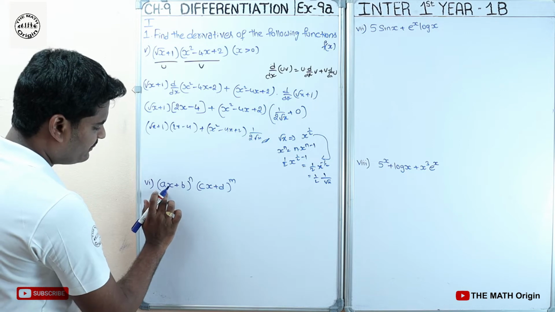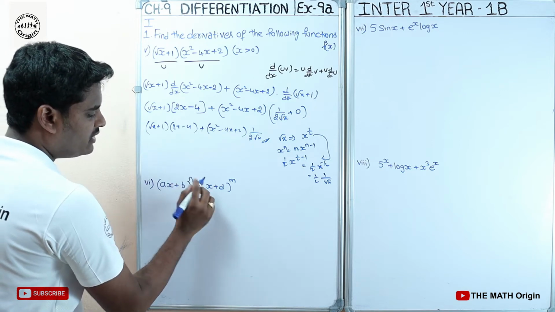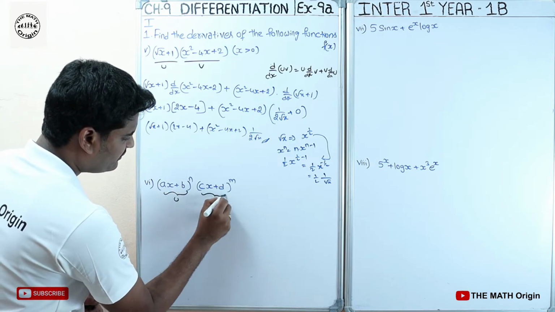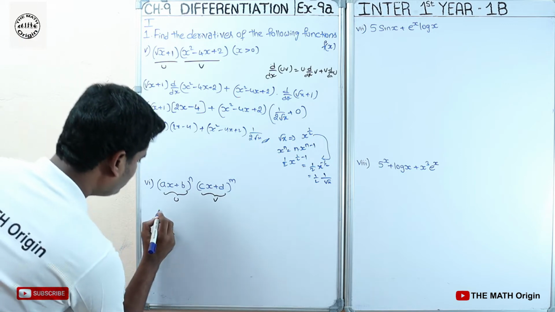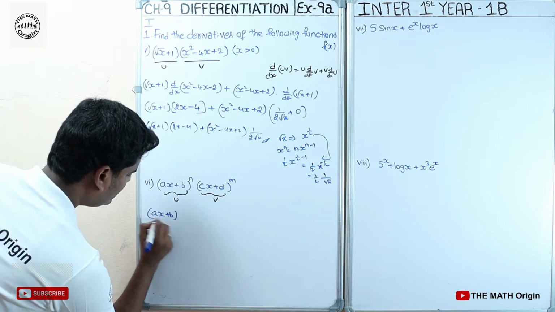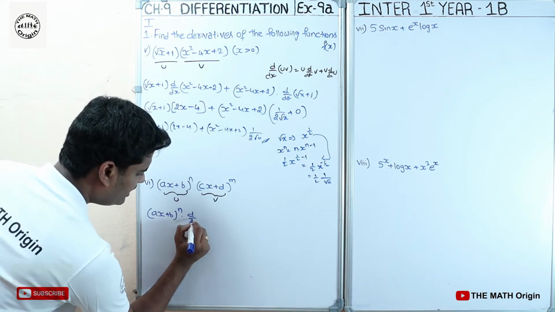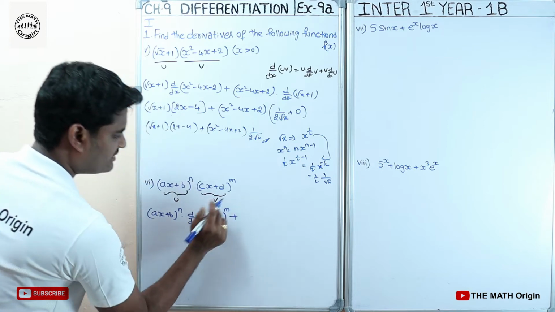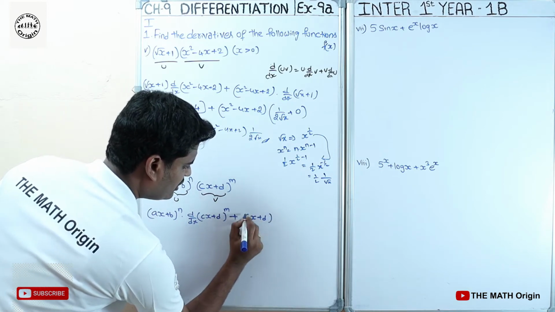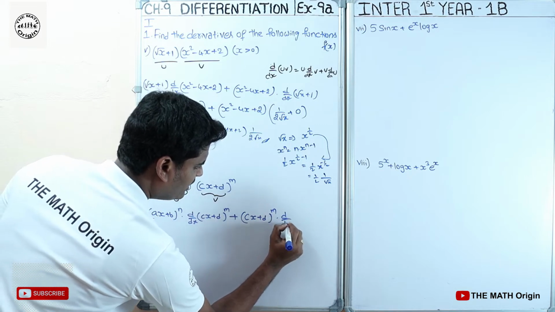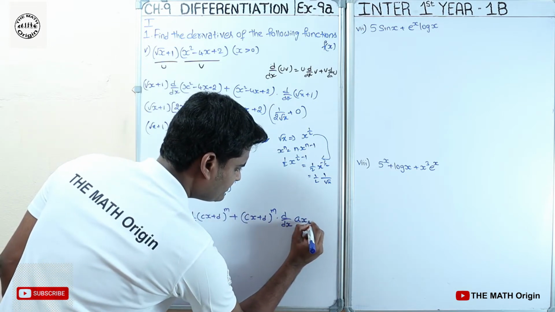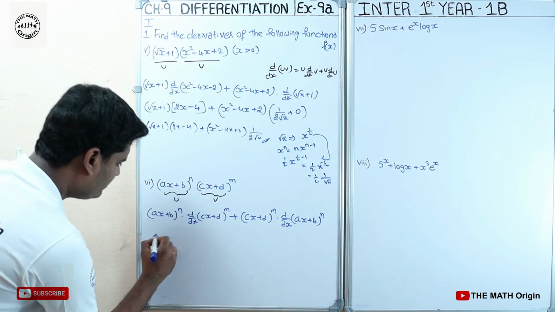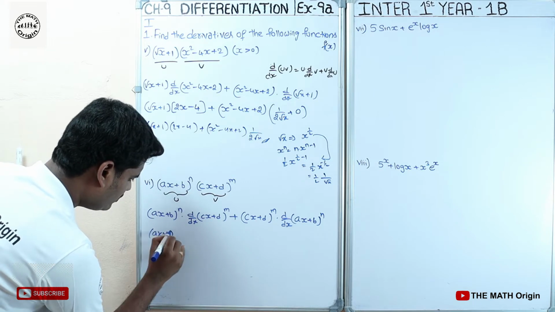Next, sixth one: ax plus b whole power n into cx plus d whole power m. Let's take this as u and this as v. We know the uv formula, right? u, ax plus b whole power n, into d by dx of cx plus d whole power m, plus v, cx plus d whole power m, into d by dx of ax plus b whole power n.